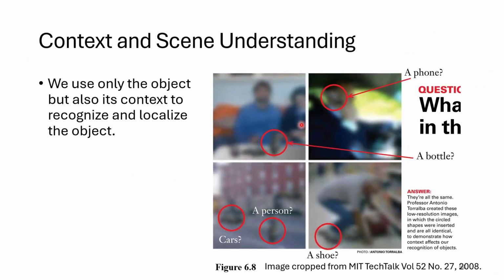In fact, those patterns are manually generated. This is from a magazine or newsletter, MIT Tech Talk. This is an interesting finding from an MIT professor. It reminds us that when we want to recognize something, we use the information from the context or the scene.